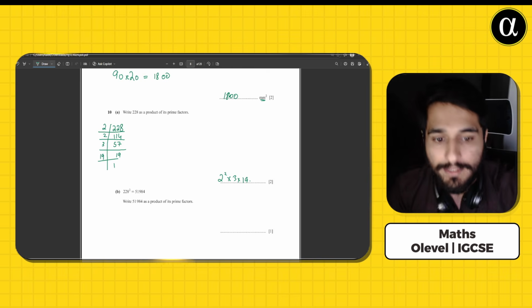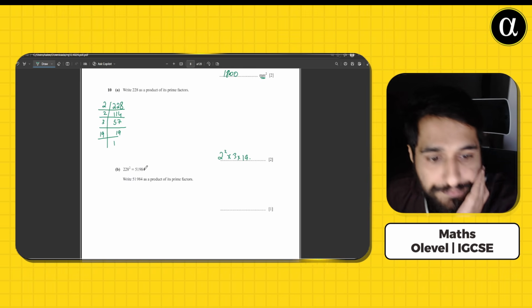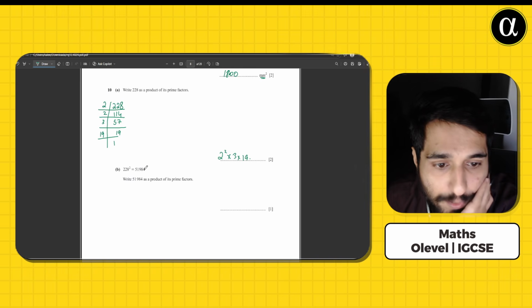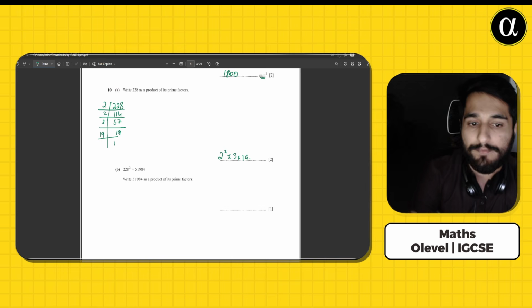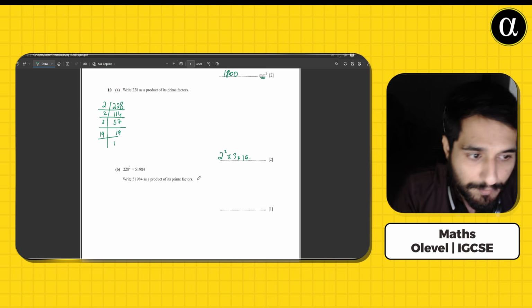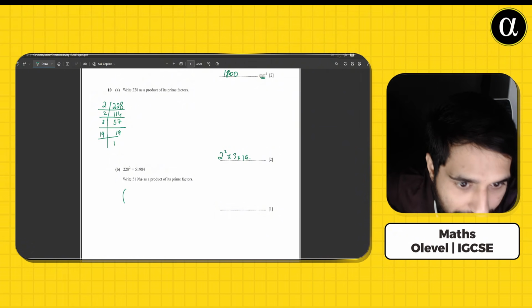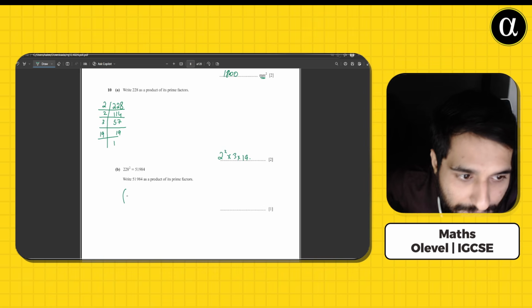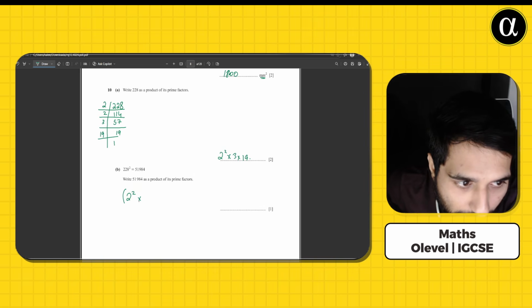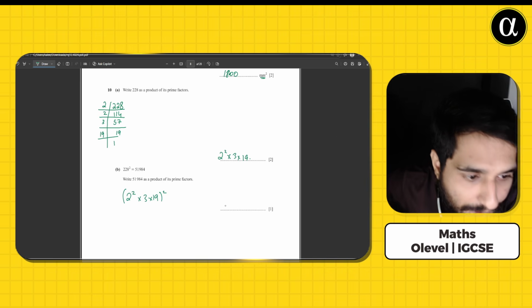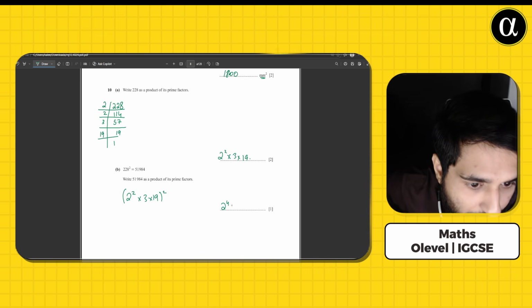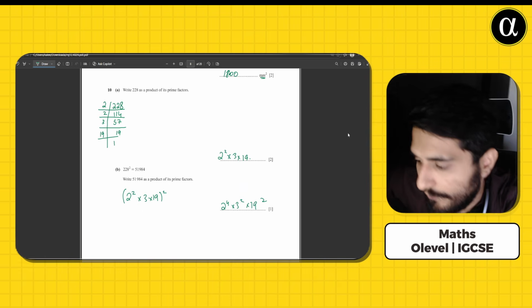Here we go. Now part B says that 228 squared is 51984, and we're supposed to write 51984 as a product of its prime factors. Since 228 was equivalent to this value, it's going to be a square on the whole thing like this, 19 and then a square. So when you open it, this would be 2 to the power 4 times 3 squared times 19 squared for this case.